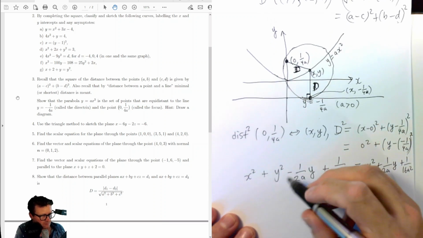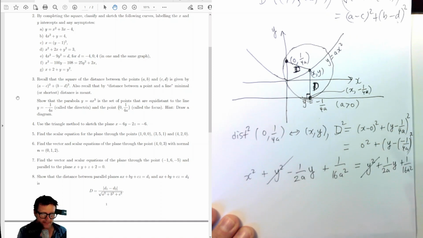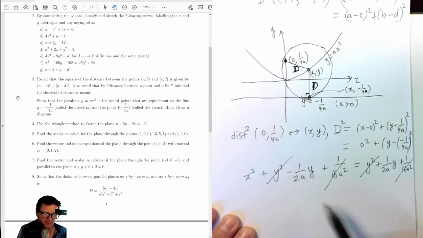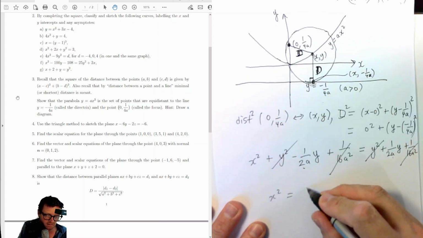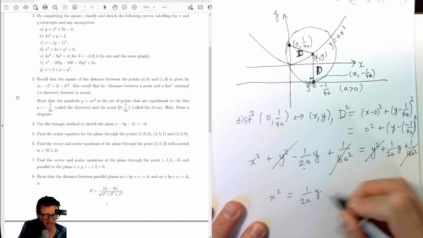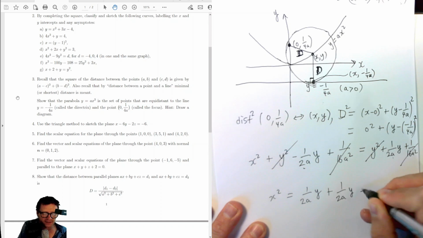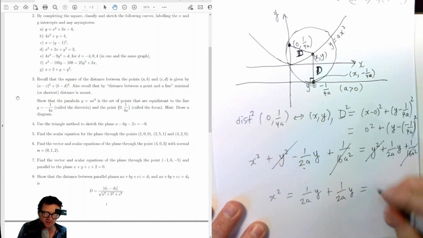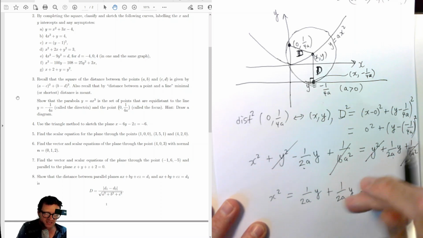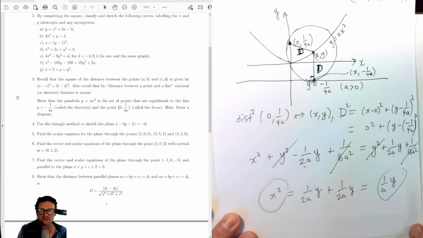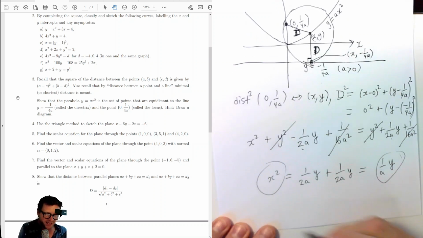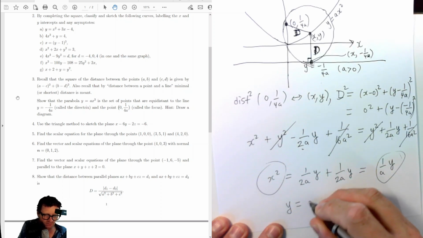Now we can cancel the y squared on both sides. What else? We can cancel these two. These have opposite sign, so this says x squared equals 1 on 2a y plus 1 on 2a y. Now there are two of those that are the same, right? So two of those makes 1 on a, so multiplication by 2 gives me 1 on a times y. Now I've got this equals this. Well, what do I have to do? Since a is positive, presumably, multiply both sides by a, and we get y is equal to ax squared.